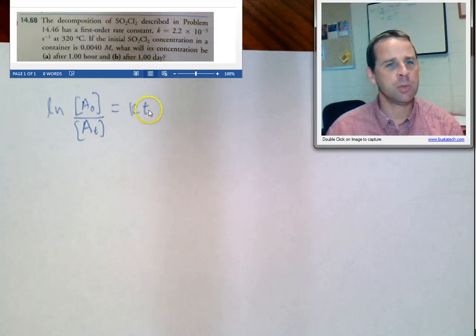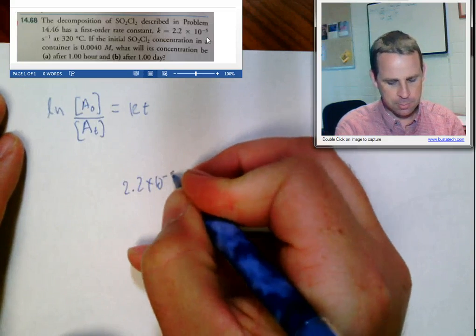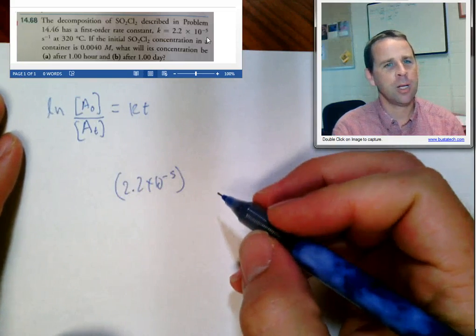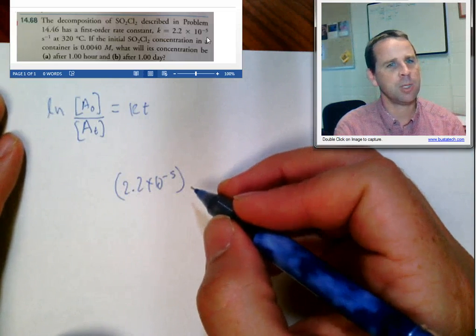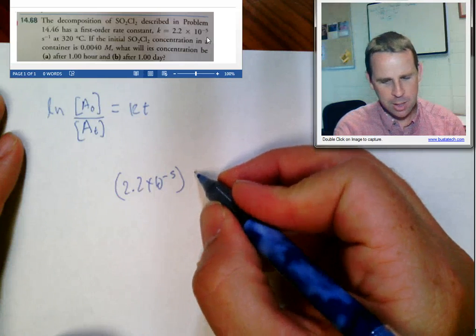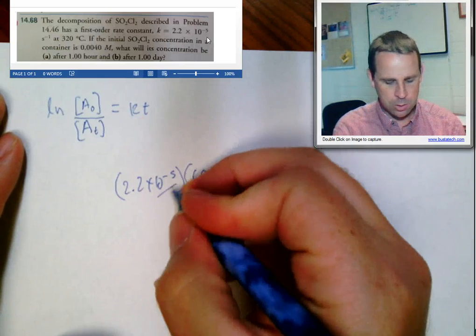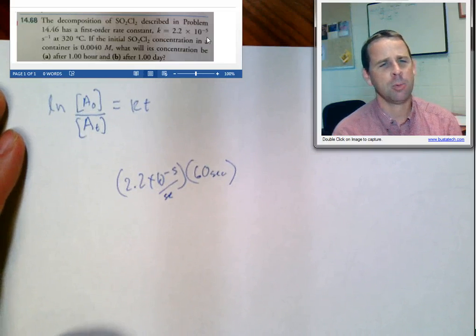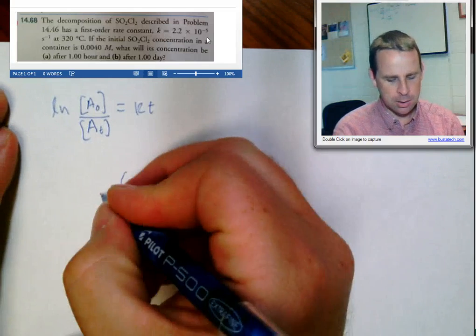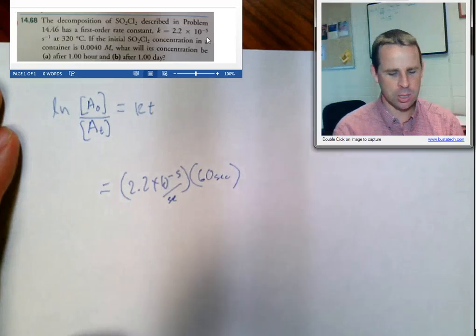But what we can do with it is use the k value, 2.2 times 10 to the minus 5 per second. So time has to be in seconds as well. So if we do 1 hour, that has to be 60 seconds. That's to solve the question for letter A here. The initial concentration was 0.004, and we want to know what the new concentration will be.